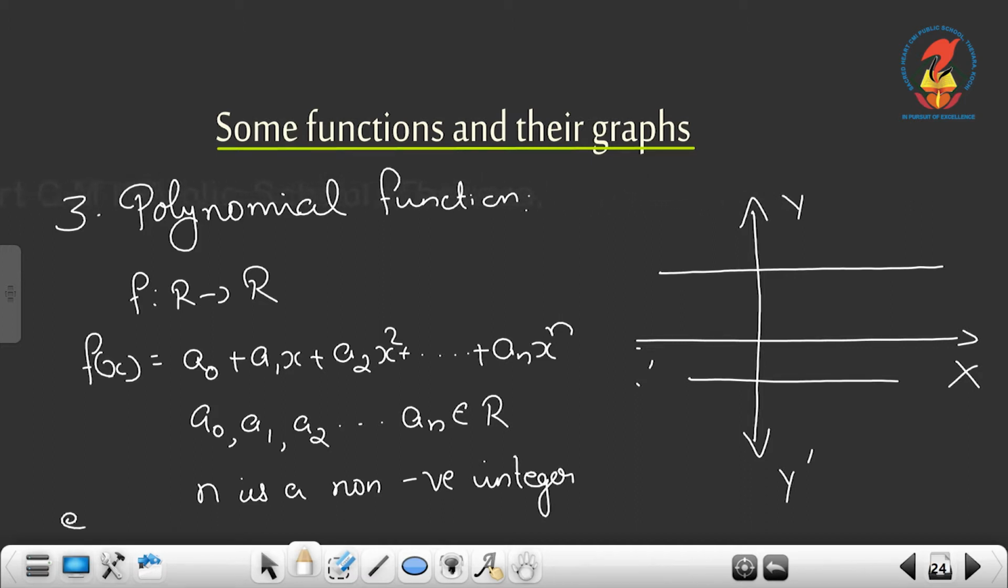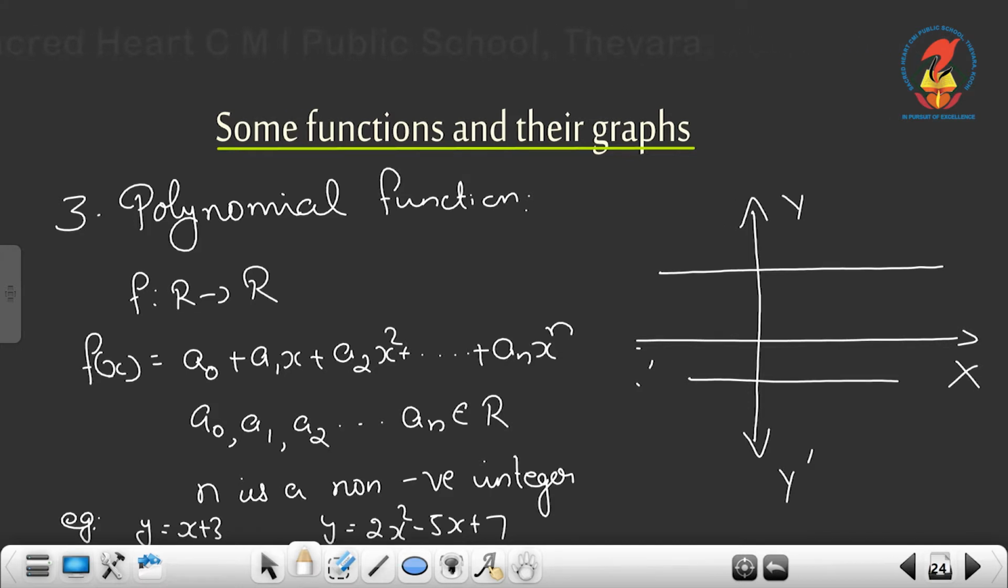For example, for this f of x we can write y is equal to x plus 3. Is it a polynomial? It's a linear polynomial. Then 2x squared minus 5x plus 7. These are all polynomial functions. We studied these earlier, but that time we called them polynomials only. Here, you can call this a polynomial function. Then what is the domain and range?